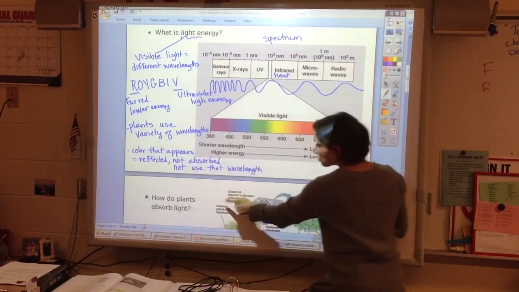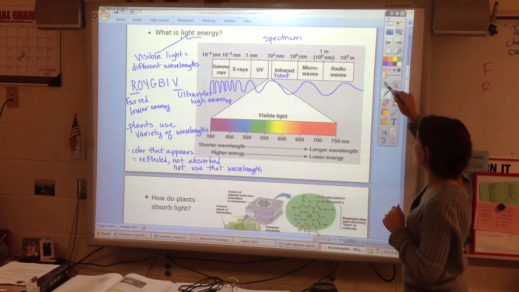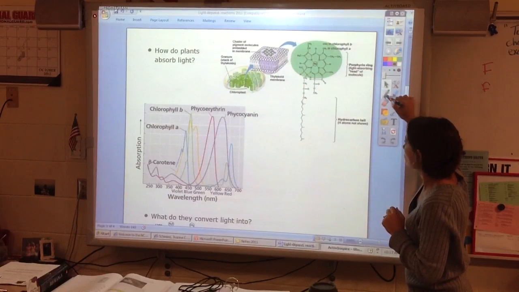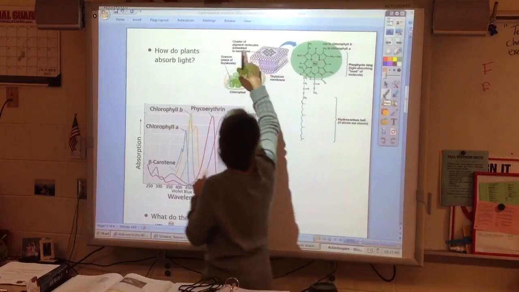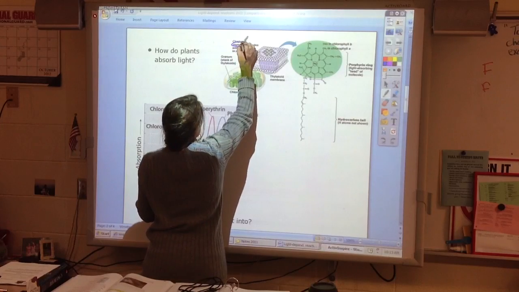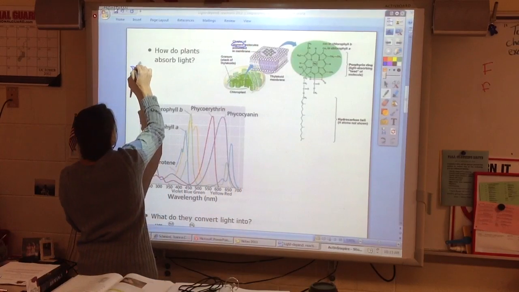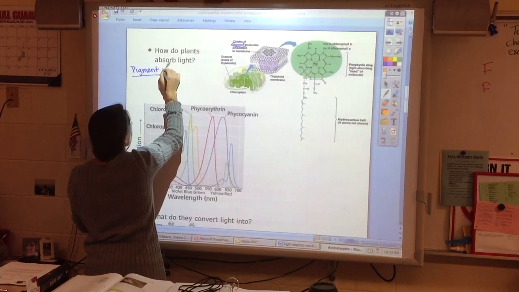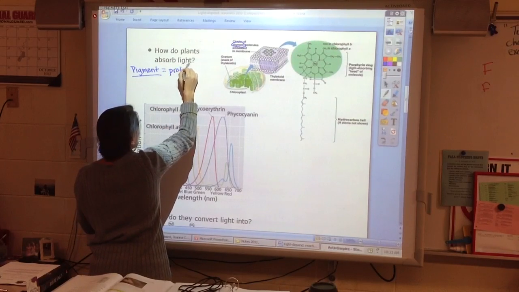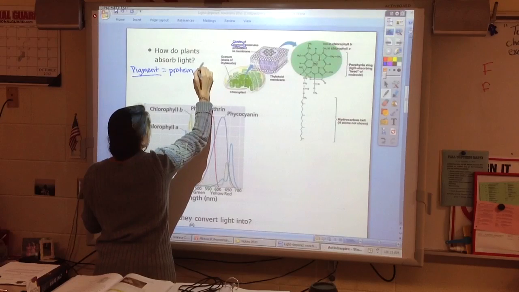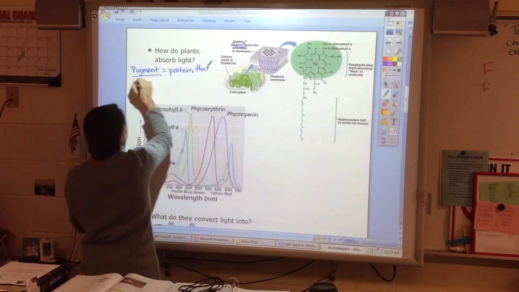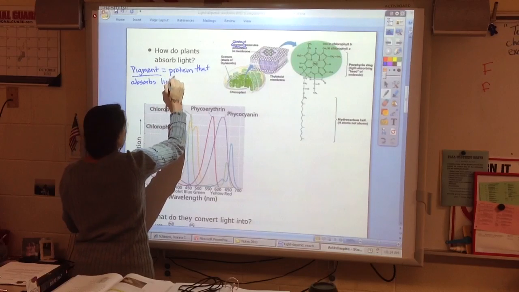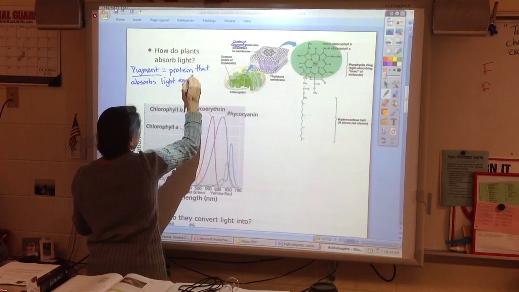So let's look at how plants actually absorb light. Plants are going to have pigments. A pigment is a protein that can absorb light. A pigment is a protein that absorbs light. And really, what it's absorbing is light energy.